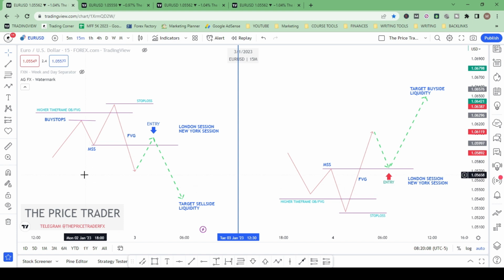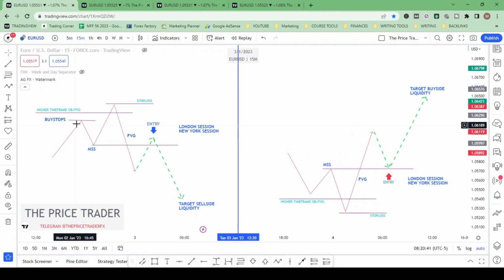I'm going to begin with the sell side. This is the first strategy. In this first strategy, I'm going to be looking at the sell side and then the buy side. In the sell side, we are looking at a market that had been going higher initially. So we had a higher time frame order block or fair value gap here. It could also be liquidity, let's say the daily liquidity. It could be an old daily high that had been taken out.